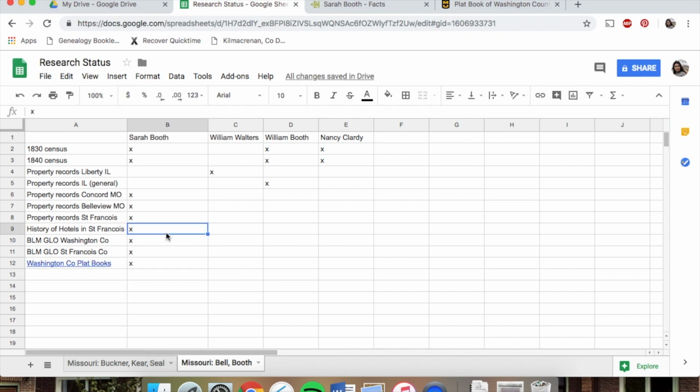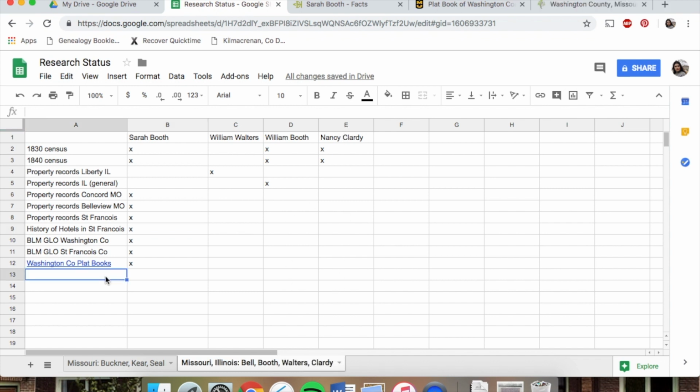So that's just a basic overview of how I sort of start my search. I pick maybe one person to focus on, write down things that I want to research for them, and then if I realize that those are sources that could be helpful in the people that are related to them, I put an X by their name too. Then eventually I'll fill this in with more sources that would be related to this William, and to Nancy.